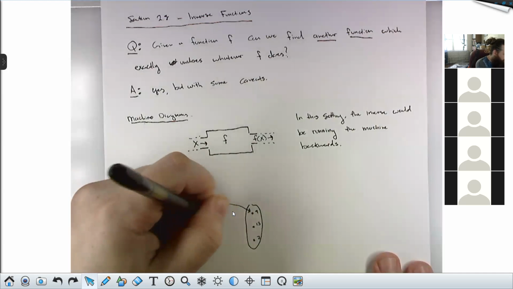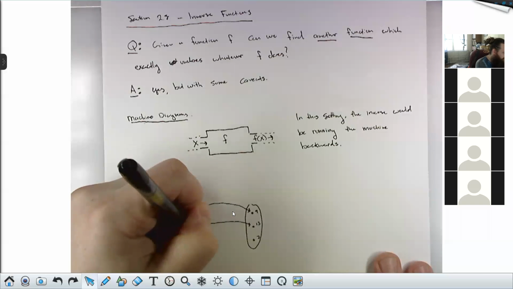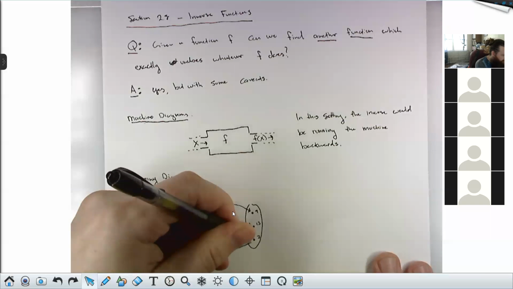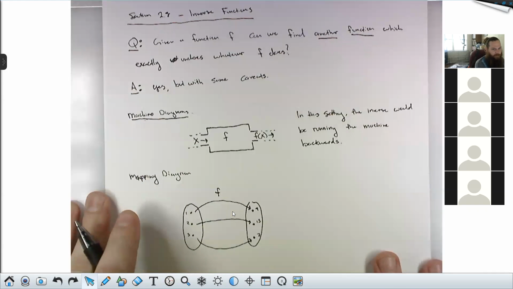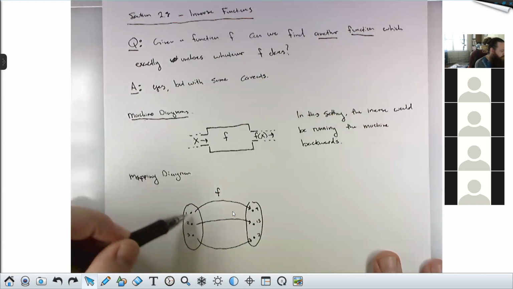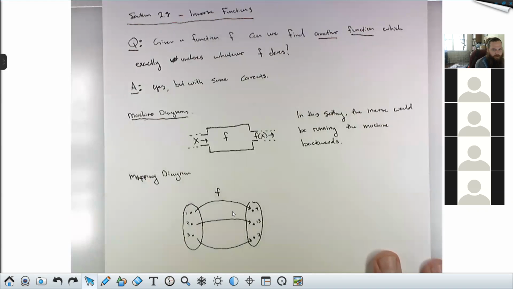f sends 2 over here to 13. And f sends 3 over here to 7. So the black arrows would represent the function f. The domain is just the set 1, 2, 3. That's all the inputs. And the range is just the set 9, 13, 7. Those are all the outputs.